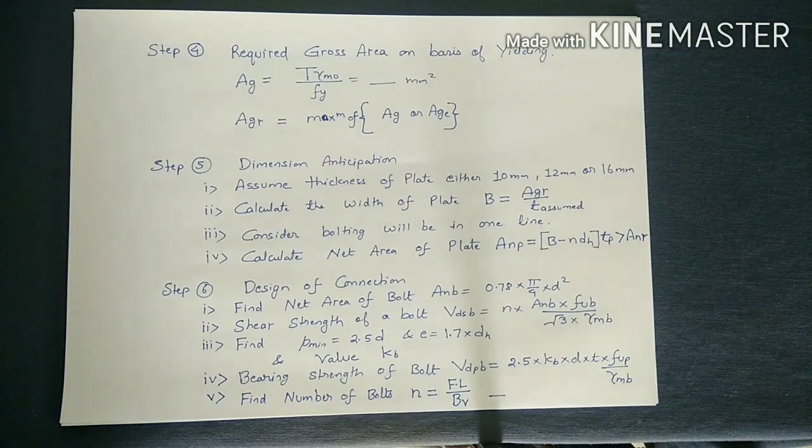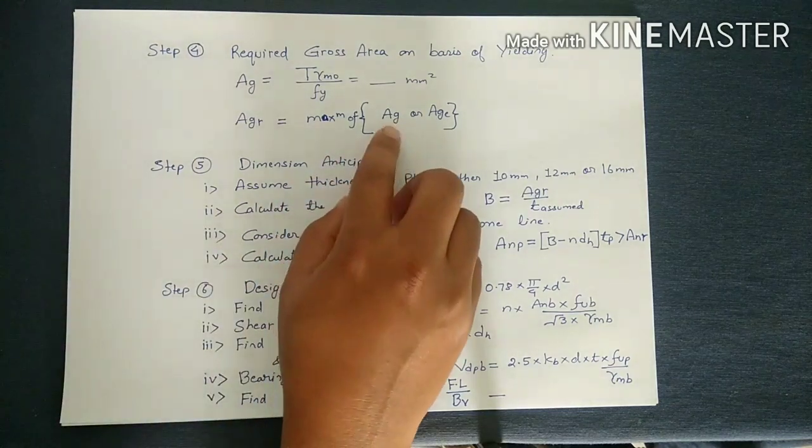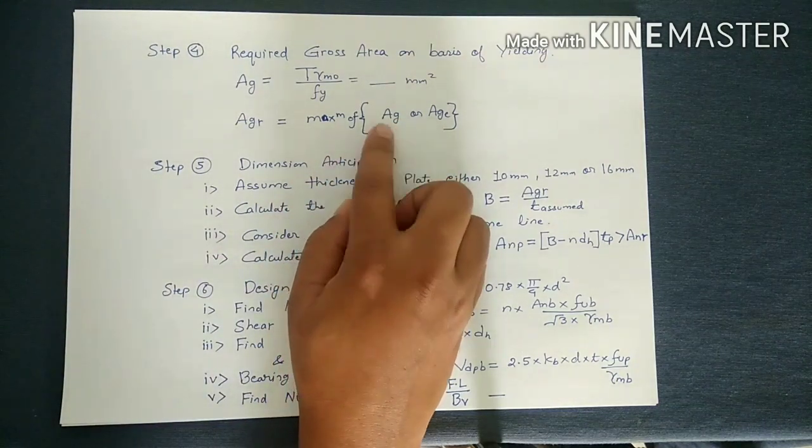Step number 4. Required gross area on the basis of yielding. Now you have to find AG, that will be equal to factor load into gamma m0 upon Fy. AGR will be the maximum of AG or expected gross area. So you have to choose that value which is the maximum of these values.